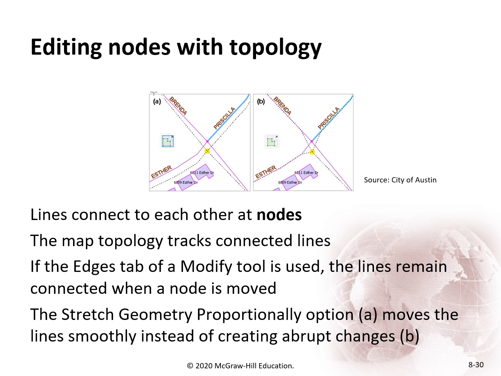The stretch geometry proportional option moves the line smoothly instead of creating abrupt changes, and so you can set it to do it really, really rough or really, really smooth.